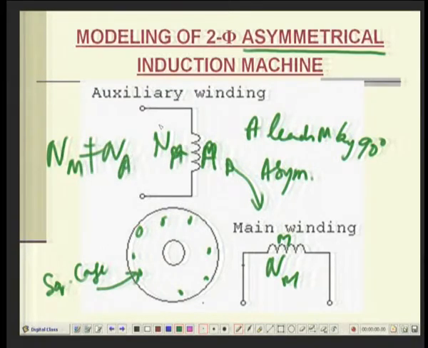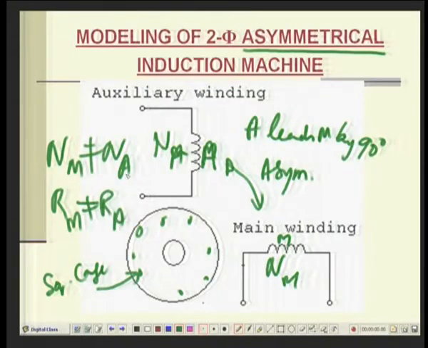And they may have different gauge wires, so the resistance will be different. The resistance of the main winding is not the same as the resistance of the auxiliary. Leakage reactance will be different. They are wound differently. So they are asymmetrical to that extent. Okay.